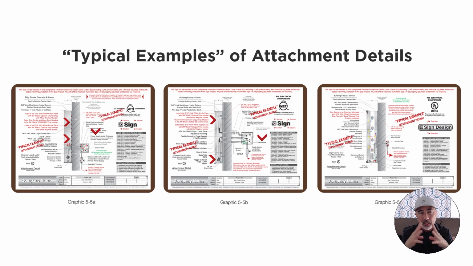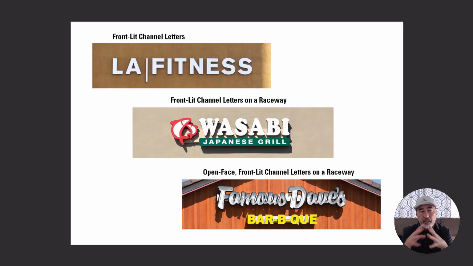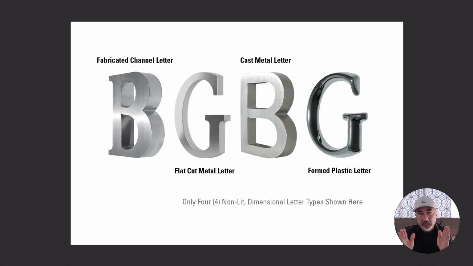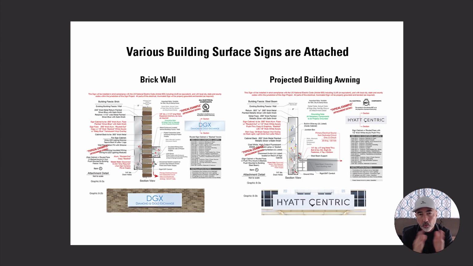But remember, these are typical examples. The examples shown in this guidebook are some of the most commonly sold sign types in the sign business. With a few of the details, the purpose of showing a brick wall or projected building awning was to show a designer the various types of surfaces that a sign will be mounted to.